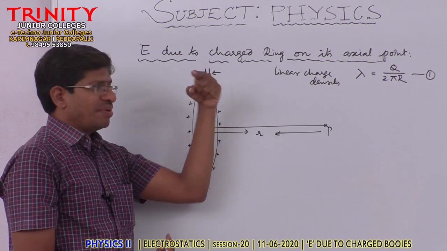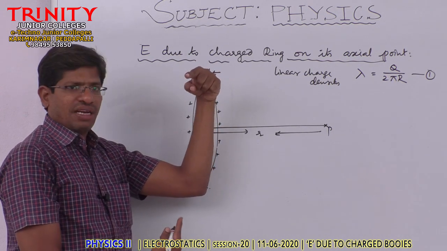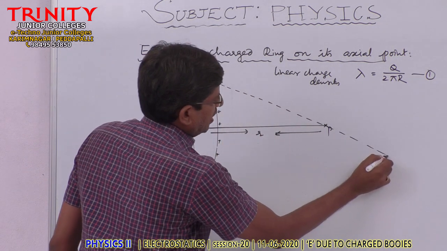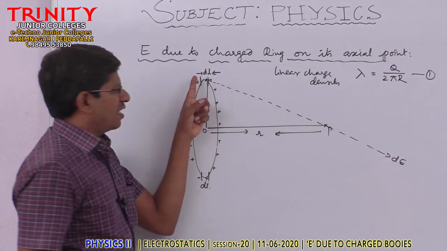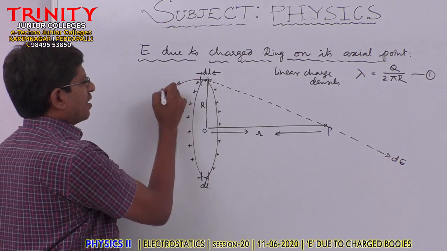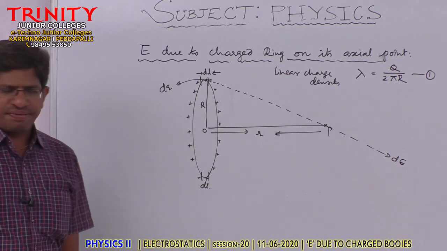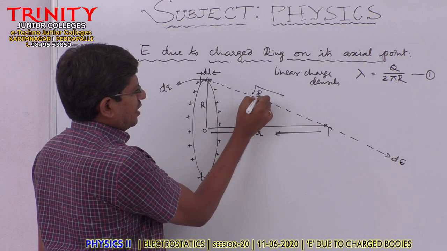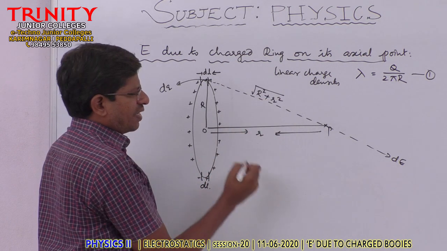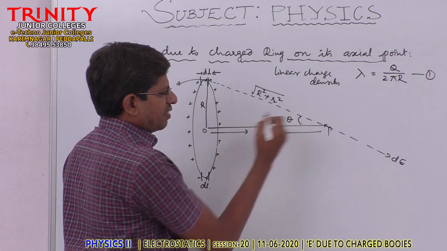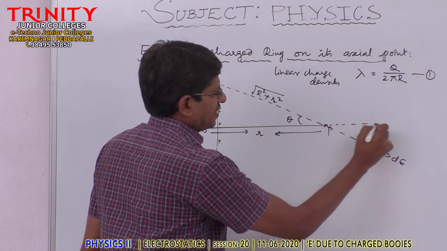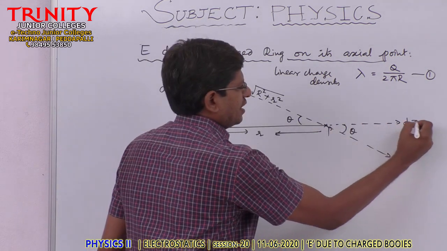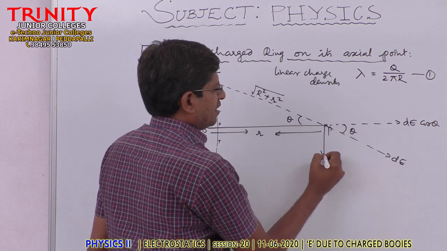Q is the element I have taken on the top of the ring, and the other element at the bottom of the ring. Now if you join this point, the intensity because of this particular charge element, where the charge can be taken as dq, small charge is there, and the distance will naturally be under root of R square plus r square, and this is, let us suppose, theta, and if you extend this axis, this is also theta. You can resolve this into two components. This is dE cos theta, and this will be dE sin theta.